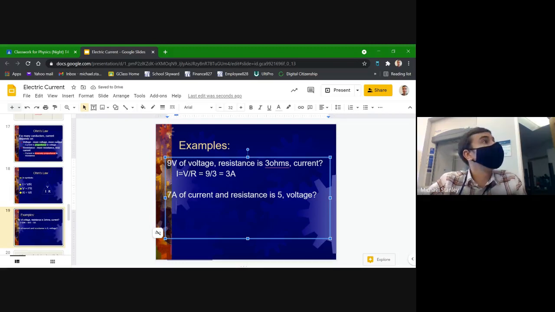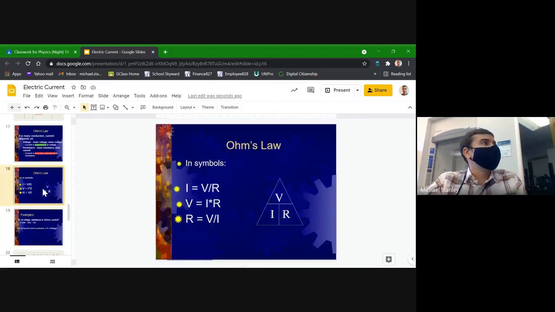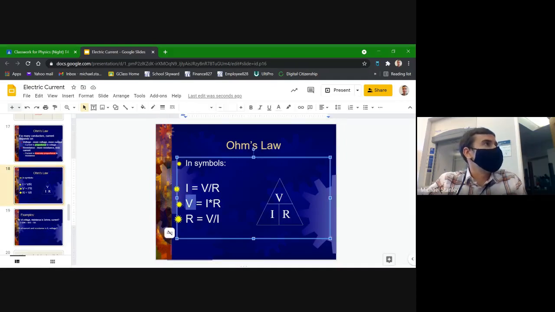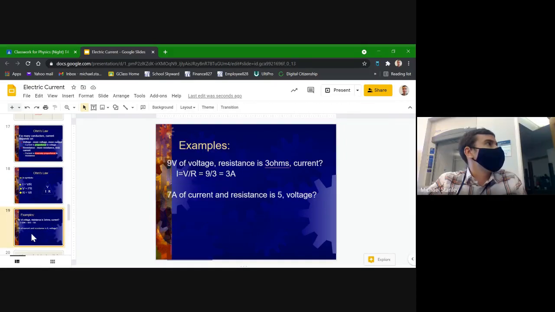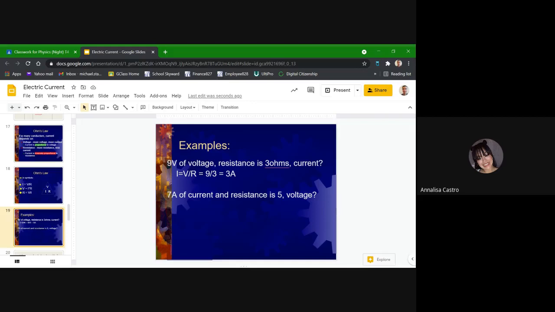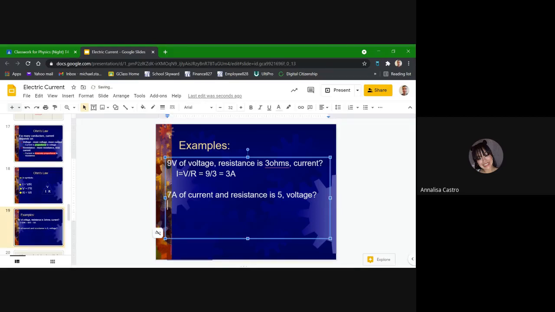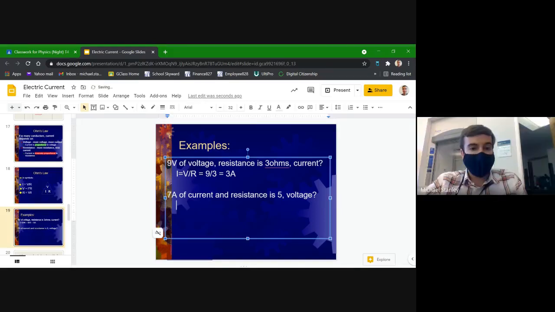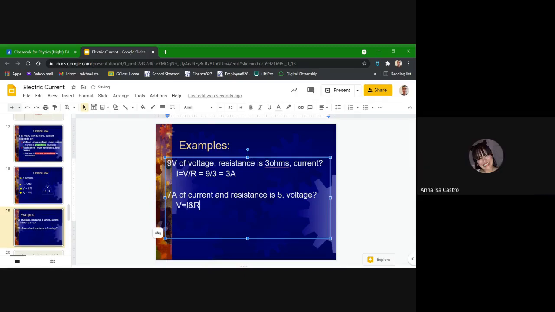So if we go back to our little equation over here, we see that voltage equals I times R. Not quite. So remember, I is our current. We want to know voltage. We want to know V, which is equal to I times R. Oh, okay. There we go.